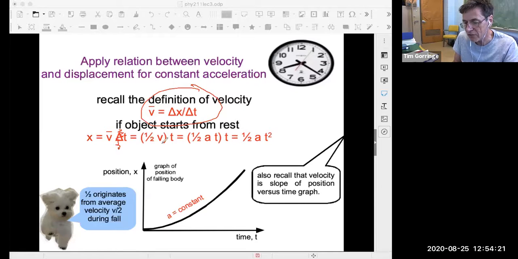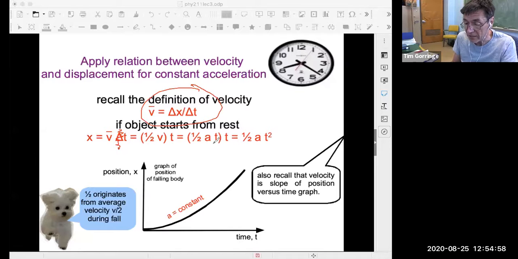Now, the average velocity is not the final velocity. It's not the initial velocity. It's the velocity midway between the initial and final velocity. And since we started from 0 velocity and the final velocity we're calling v, then the average velocity is half v. And so I fed in here to the equation the fact that the average velocity is half the final velocity.